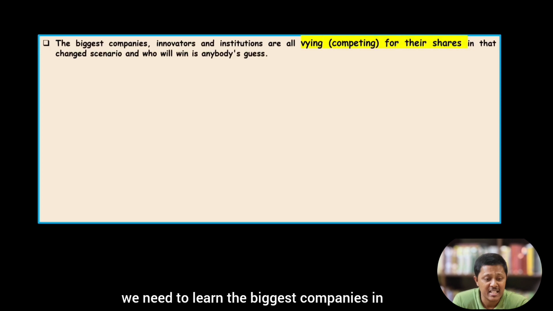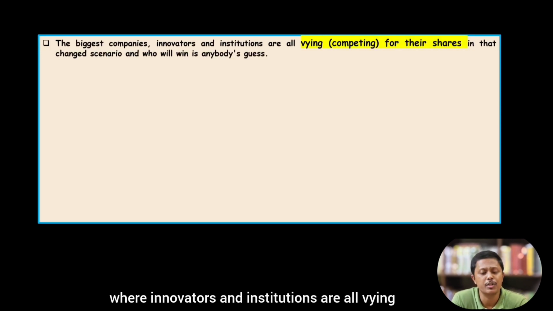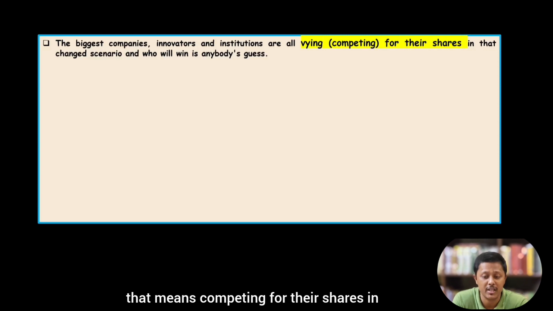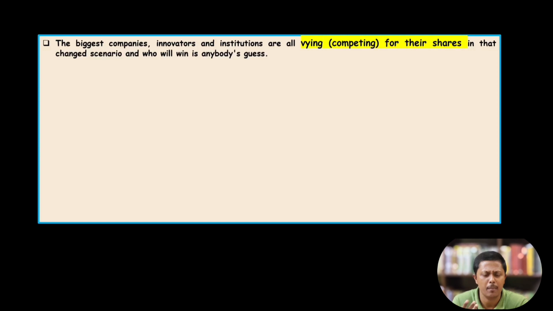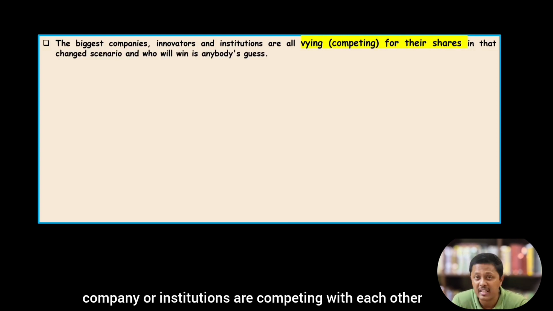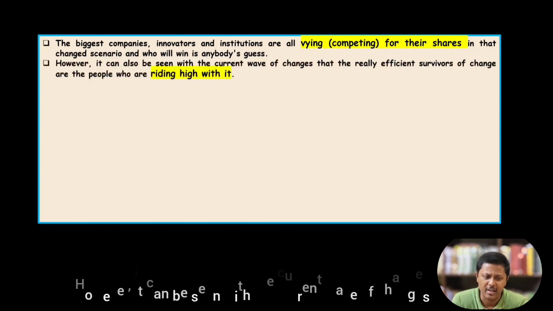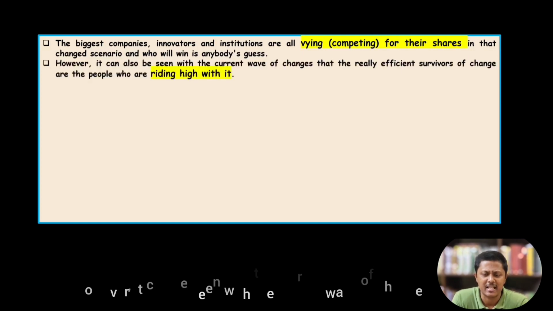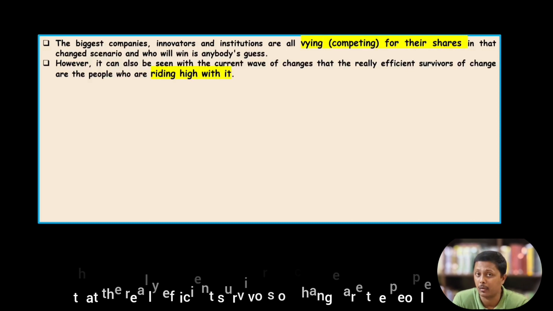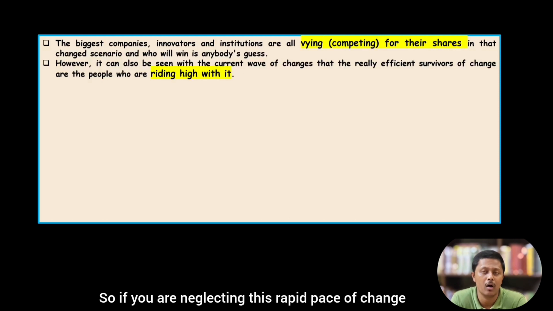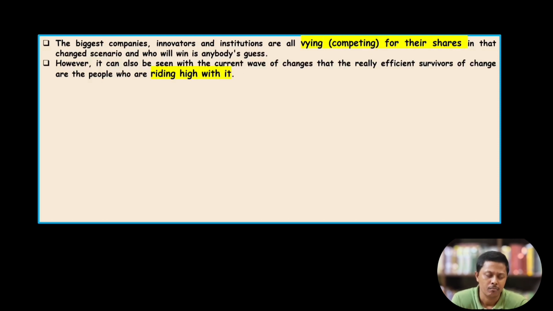So what is the outcome? Way forward. In this part, we need to learn that the biggest companies, innovators, and institutions are all vying, that means competing, for their shares in that change scenario, and who will win is anybody's guess. We are all in a rat race. So naturally, every innovator, company, or institution is competing with each other. However, it can be seen with the current wave of changes that the really efficient survivors of change are the people who are riding high with it. If you are neglecting this rapid pace of change, the technological aspects, you are not competing at all.